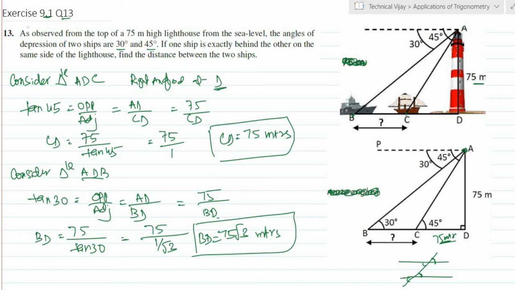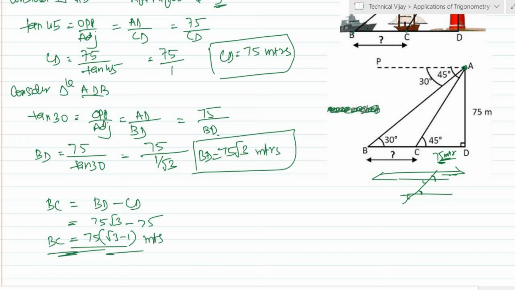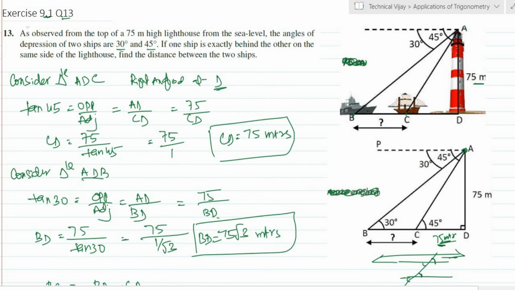So here we know the total distance BD is 75 root 3 and CD is 75. We have to calculate BC, which is the distance between the two ships. BC is equal to total distance BD minus CD. So BC is equal to 75 root 3 minus 75. If we take 75 common, it is 75 times root 3 minus 1 meters. So this is the distance between two ships. Now we will go to the next one.